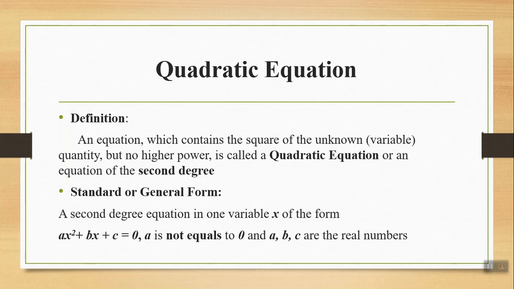And its standard or general form: a second degree equation in one variable x of the form ax square plus bx plus c equals to 0. Here a is not equal to 0 and a, b, c are real numbers, or we can say that these are the constants.